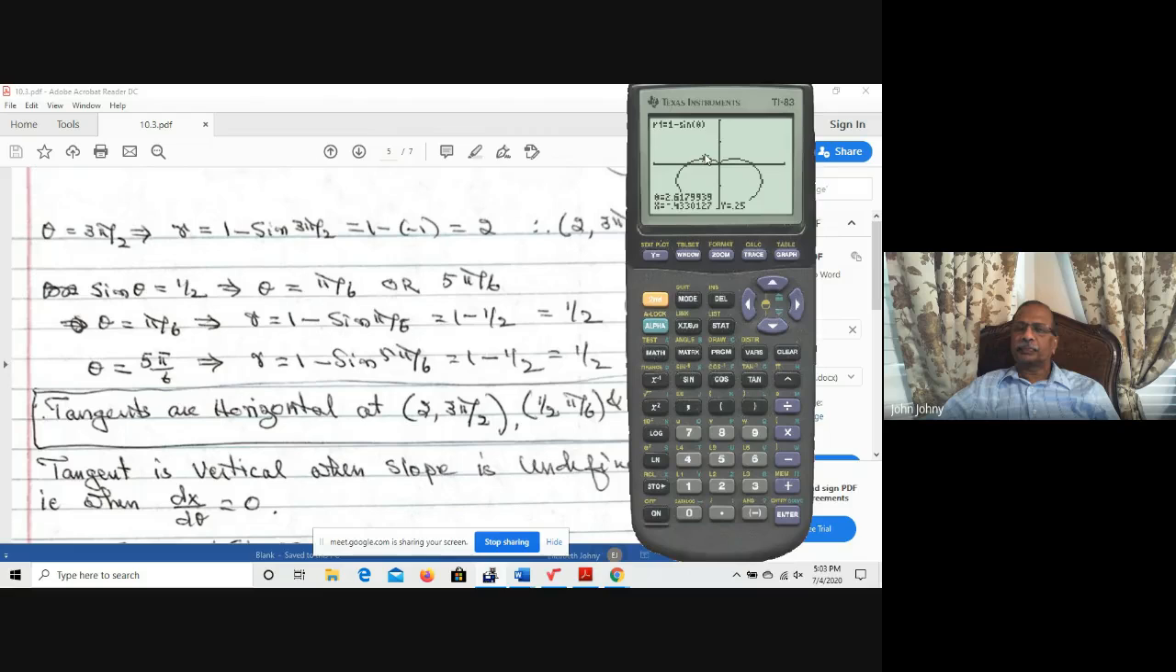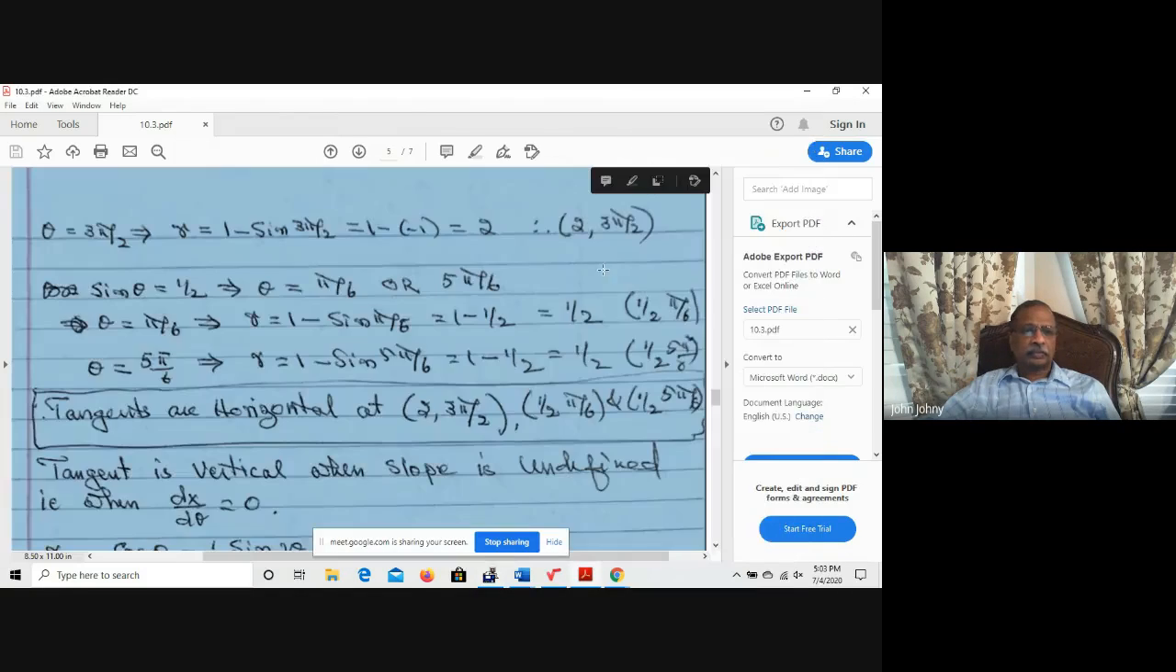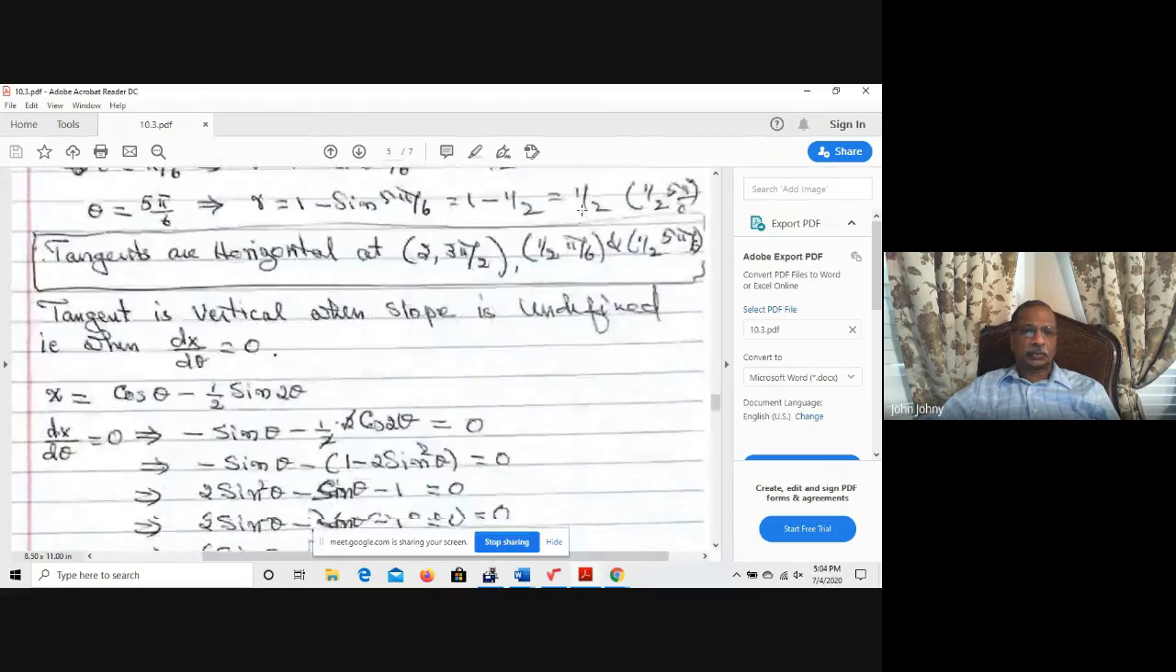Here it is. Now, what is the significance of this 1 half? That 1 half is the distance from the origin, from the pole. So that is r, the distance from the pole. That is 1 half. Here it is 1 half. Here it is 2 units at the bottom. Okay, so those are the points where the tangent lines are horizontal.